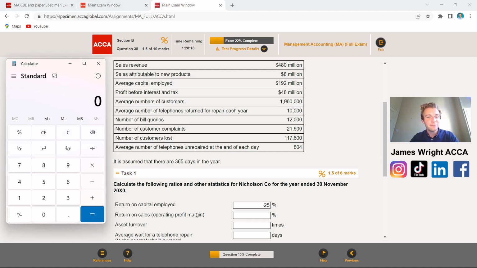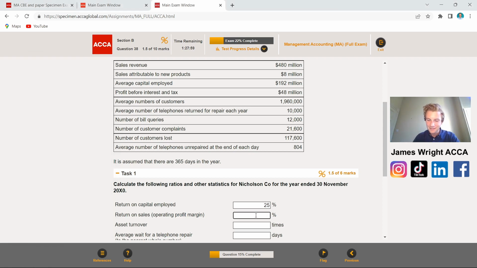Again, easy, simple marks. We've got the profit before interest and tax at 48 million, divided by the sales revenue of 480 million, which equals 0.1, times by 100. There you go, 10%. Another easy mark in the bank.